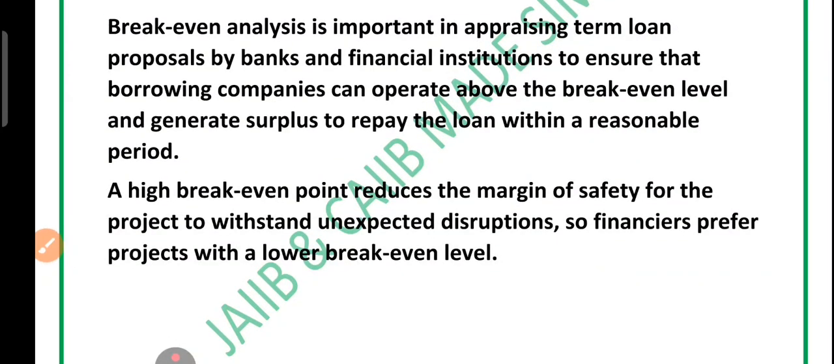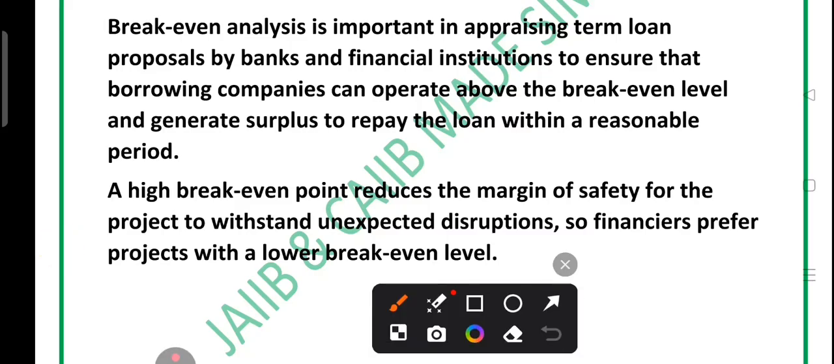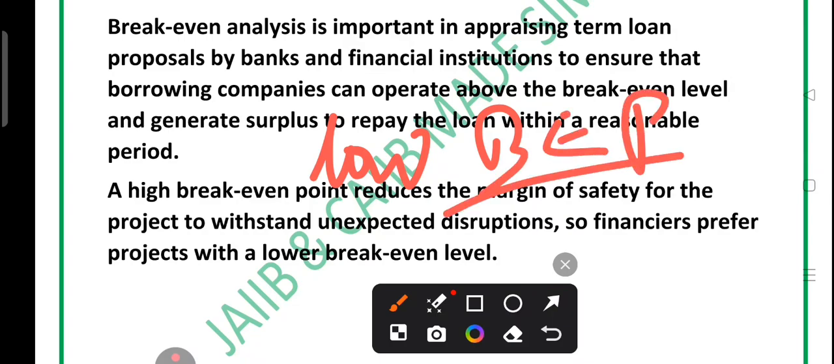Repayment becomes very risky. As a banker, whenever a company approaches you for a loan, you will think about it: can the company cover its cost? Once it covers its cost, only then can it make profit and repay the loan, isn't it? If the company is just touching the break-even, repayment becomes very risky. That is why banks prefer projects with a low break-even point. Yes, you will always prefer projects with a low BEP.